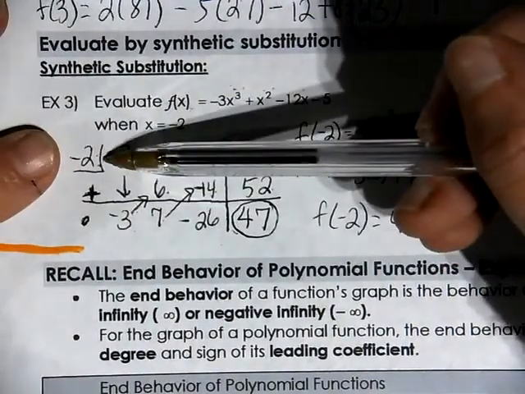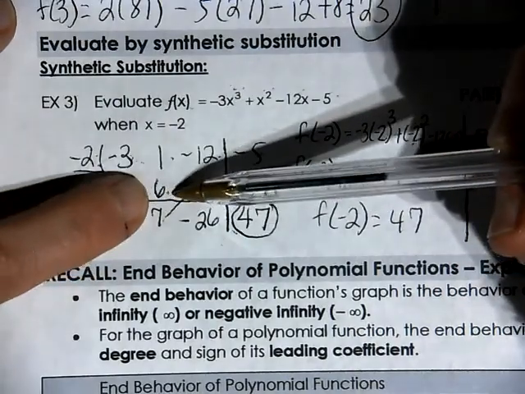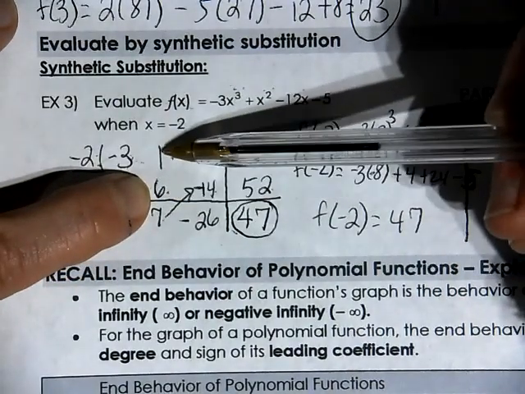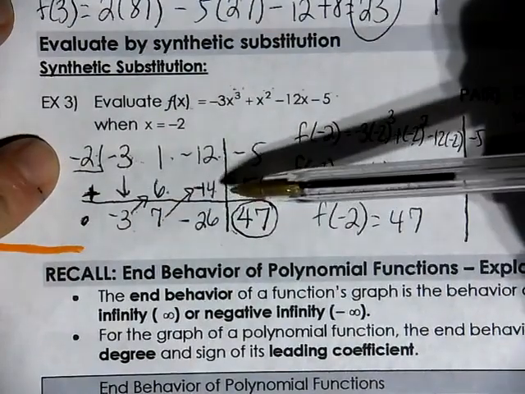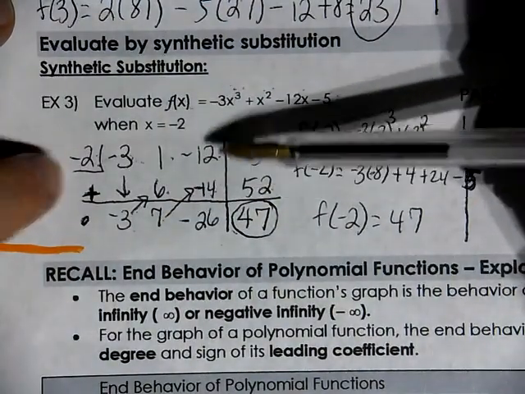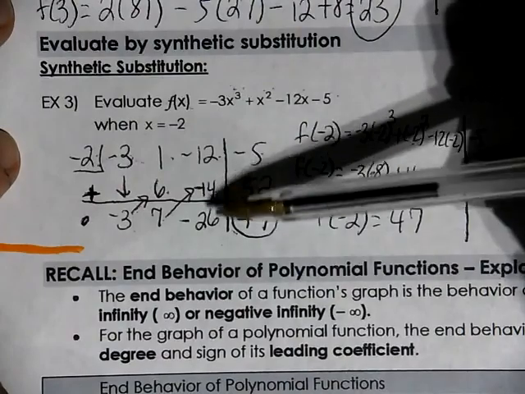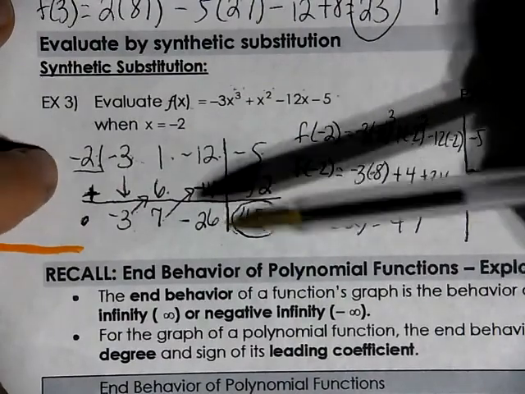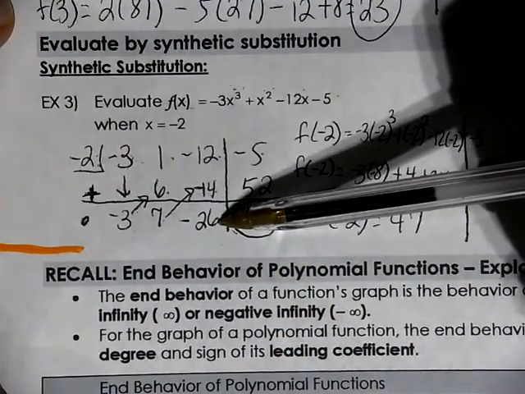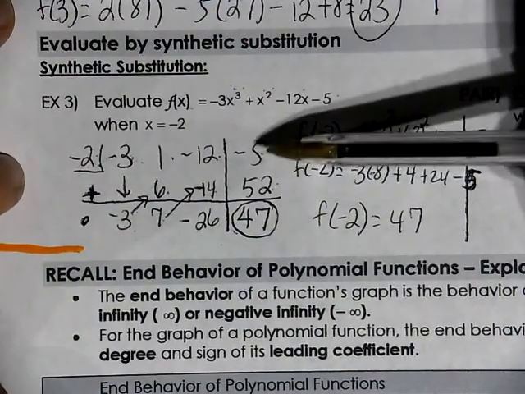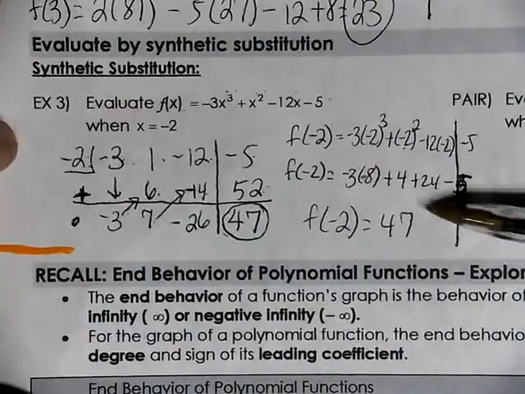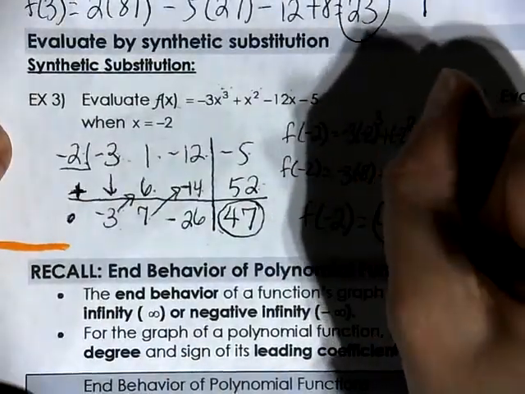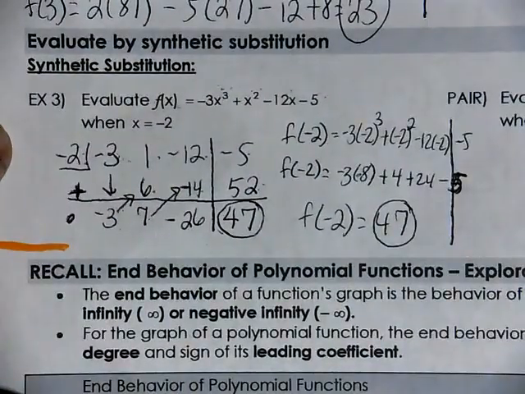And I multiplied -2 times -3, and my result went up here to 6. 1 plus 6 was 7. -2 times 7 is -14. Negative 12 plus negative 14 is negative 26. Negative 2 times negative 26 was positive 52, and negative 5 plus 52 is 47. It got the same exact result as direct substitution.